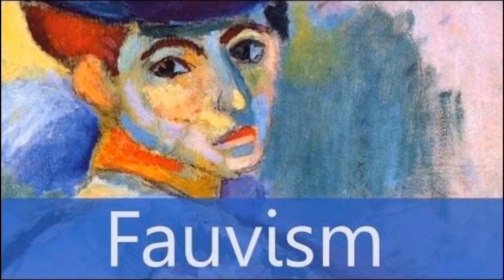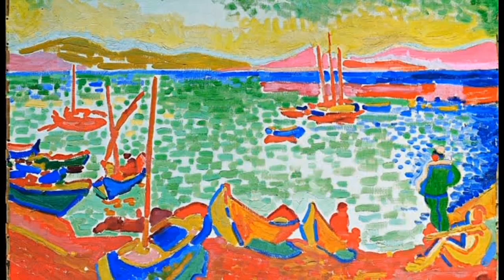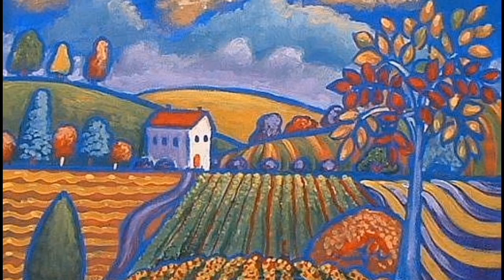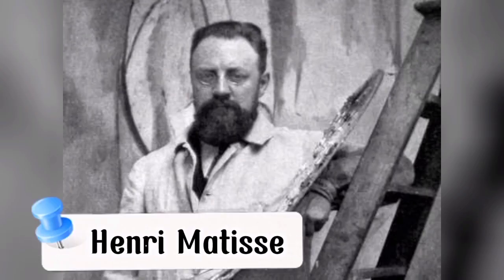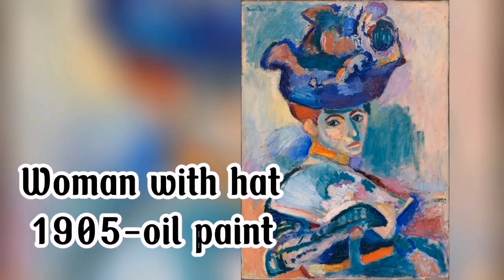Fauvism is a style of les fauves, which means the wild beasts in French. They are a group of early 20th century modern artists whose works emphasized strong colors and visual distortions. Look at this work by Henri Matisse, a most important artist of Fauvism. It's called Woman with Hat, created in 1905 using oil paints on canvas.